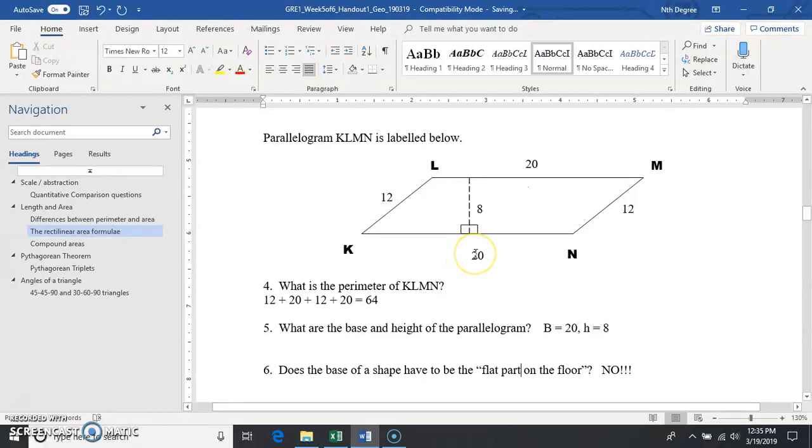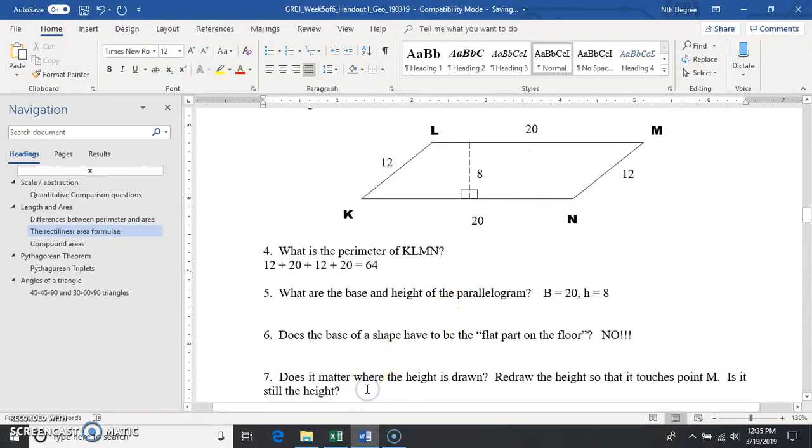It could be. The way this diagram is drawn, you could think about the 20 as being this base KN down here, or the base could be LM. It could be on the top of the shape. Sometimes the base might be somewhere else.